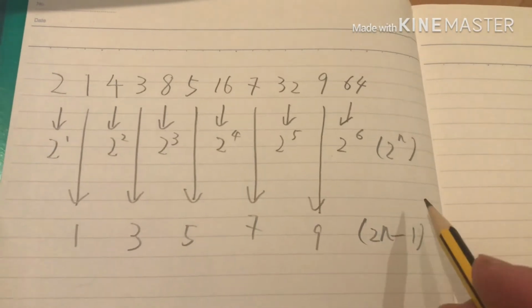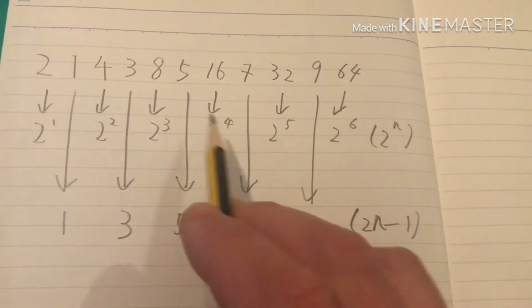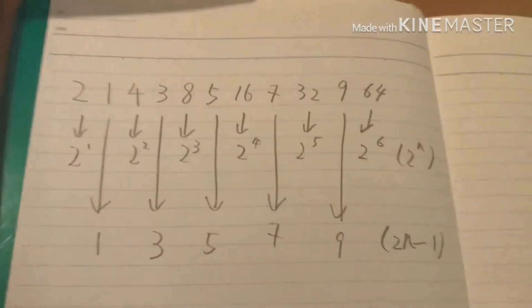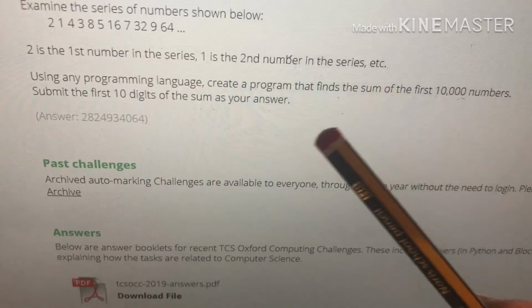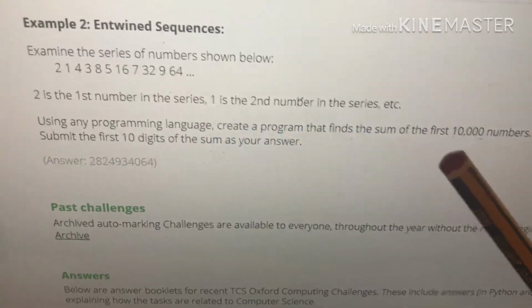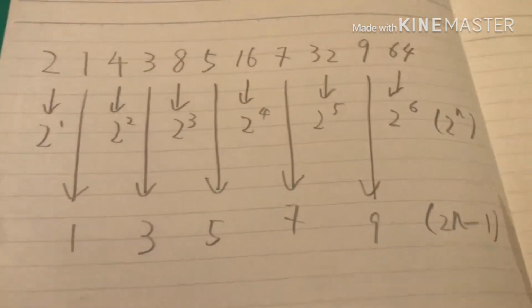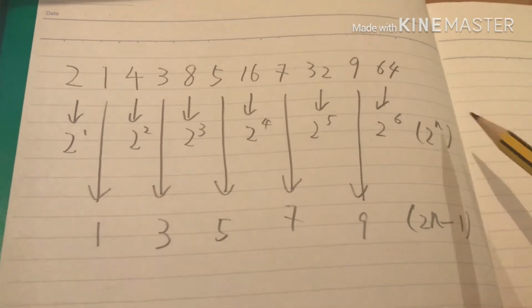So the sequence of odd numbers is 2 to the power of n. The sequence of even numbers is 2n minus 1. And if you want the sum of the first 10,000 numbers, you have 5,000 each: 5,000 odd numbers and 5,000 even numbers. So that means the n will be 5,000 each. So then you write a program to add them up.